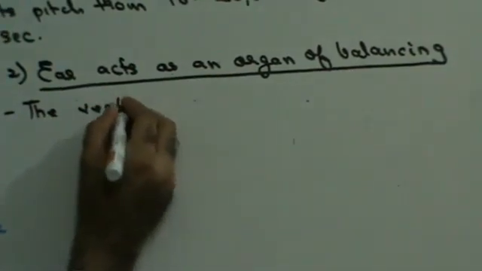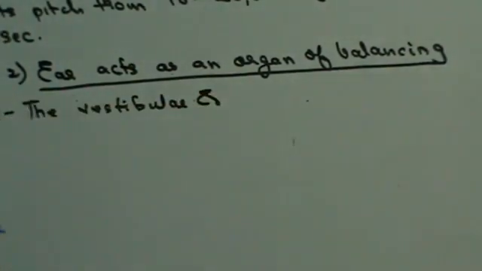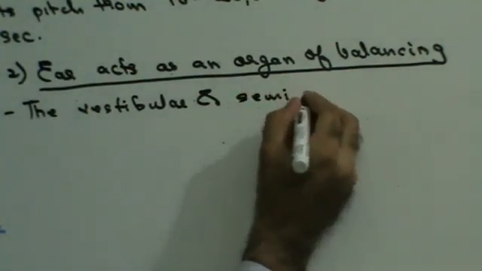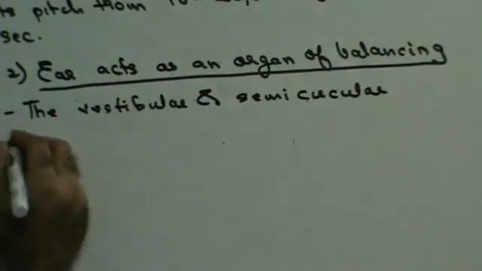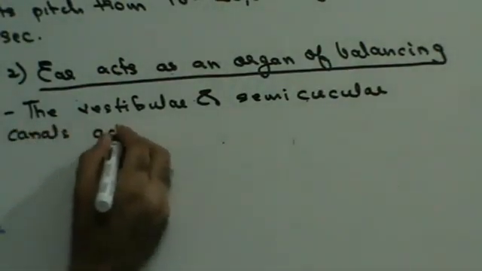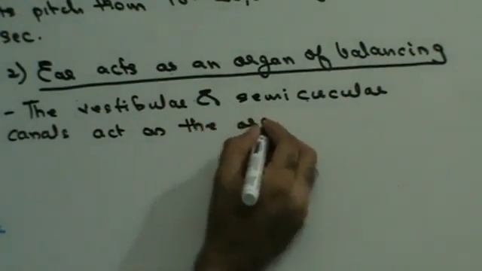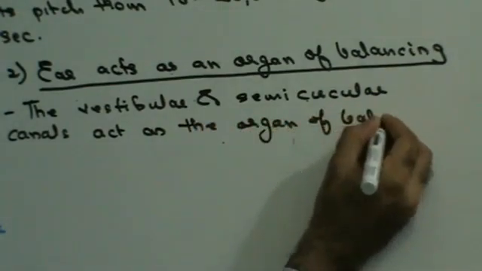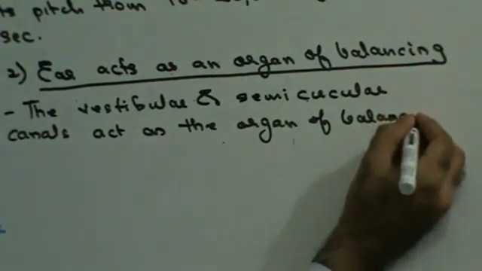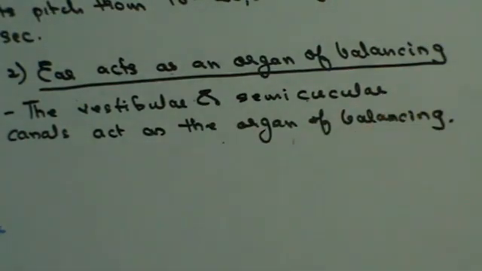The vestibular and semicircular canals act as the organ of balancing. These are the two organs that make sure that your head remains straight. Now, let's see how this happens.